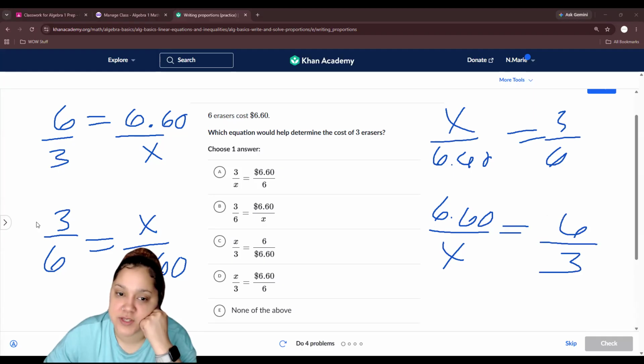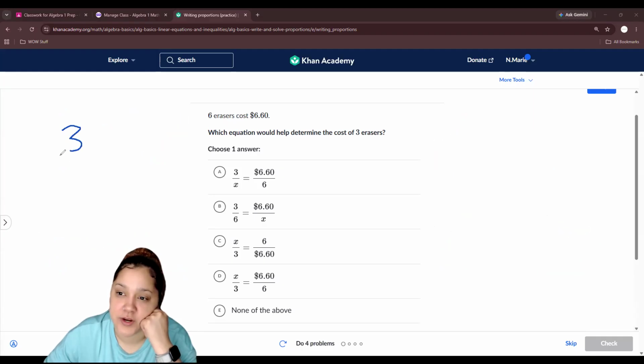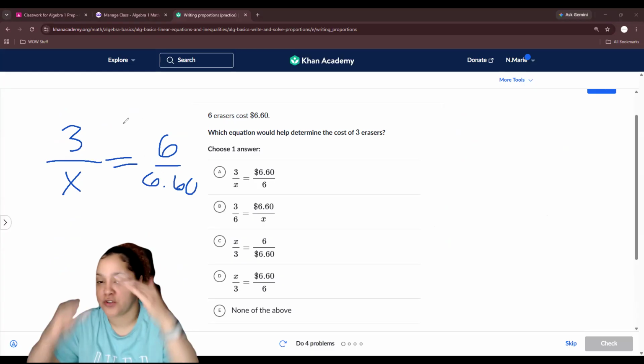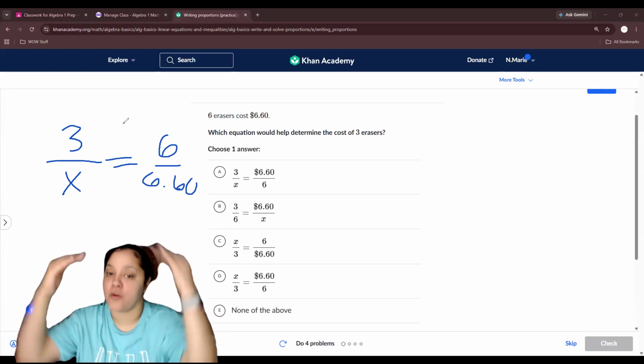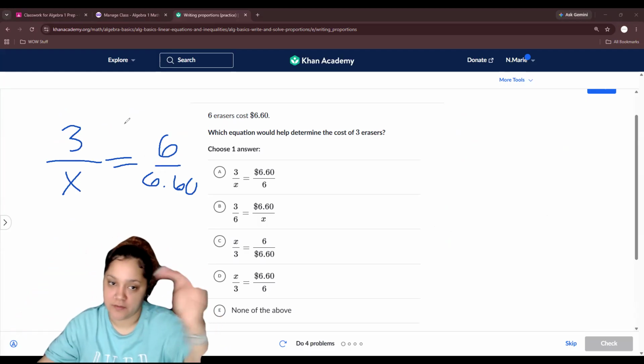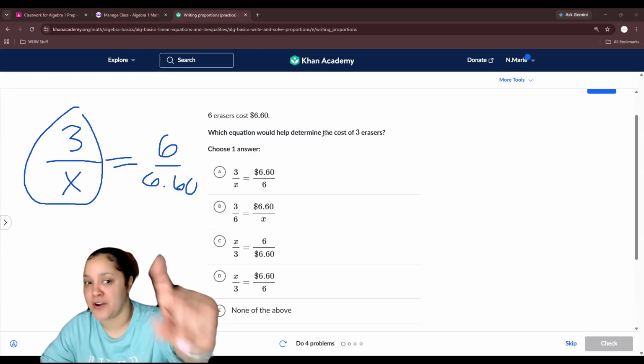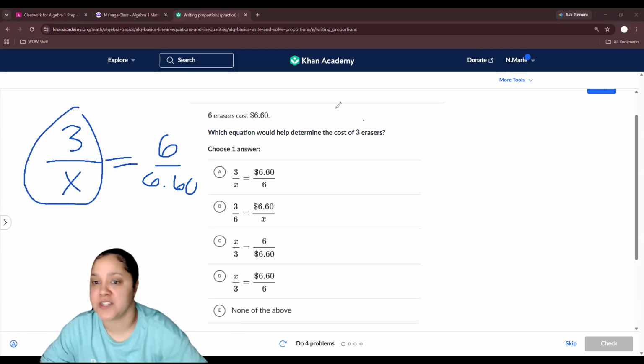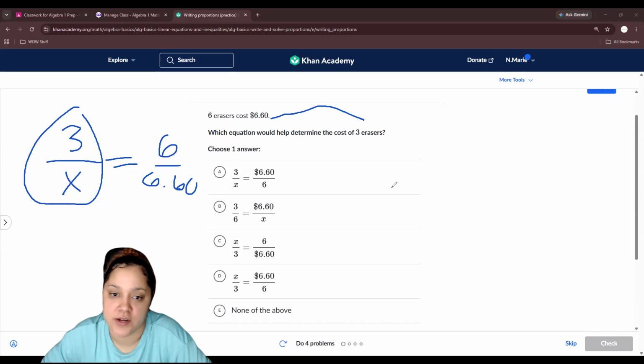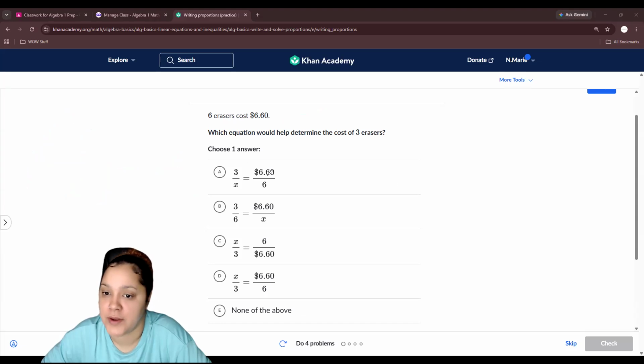You can even put them in the same fraction, right? So 3 erasers is we don't know, but we know that 6 erasers is 660. So make sure if you're doing erasers on top, they stay on top, or if they're on bottom, they stay on bottom. Same thing for cost. If you're putting something in the same fraction, make sure it goes together, right? You're not going to put 3 over 660. That is not correct.